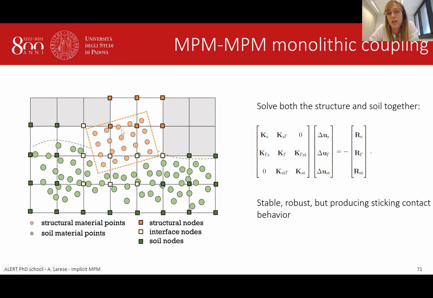Of course, we are basically only dealing with normal contact and sticky contact in this case. What do I mean? We are not considering any friction presence between the materials. This is not present implicitly. It can be added. People are working on that, but in the natural MPM, it's not present.